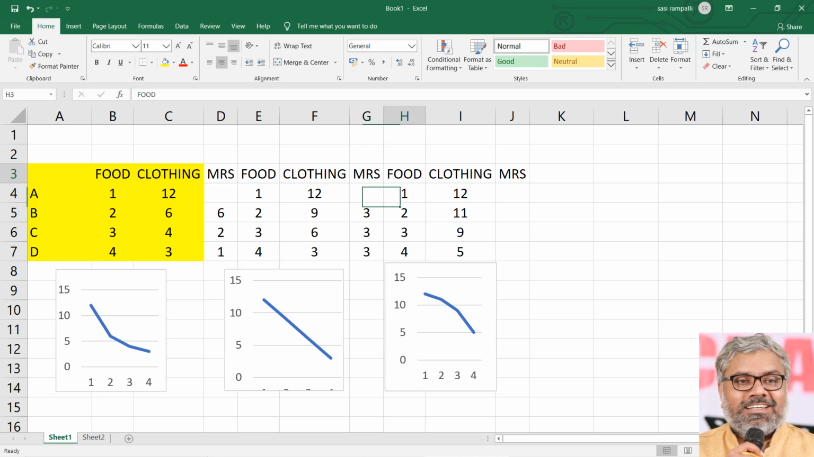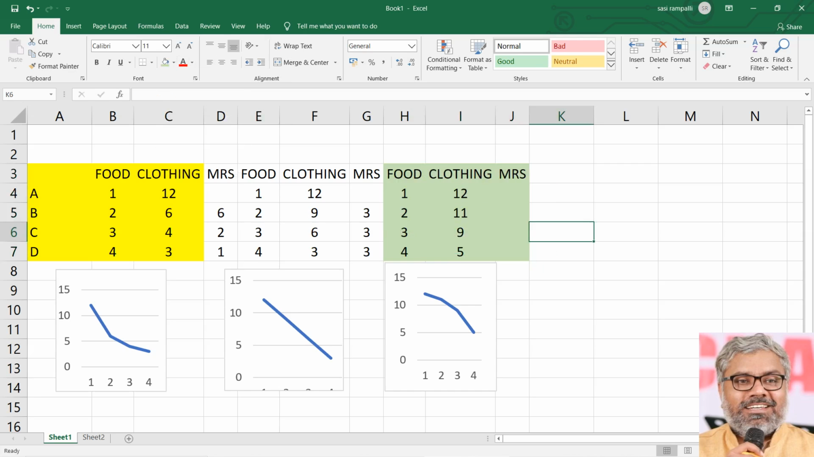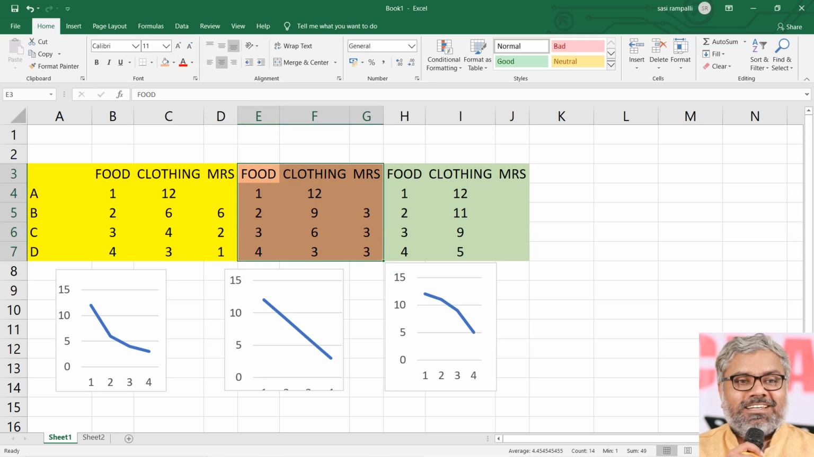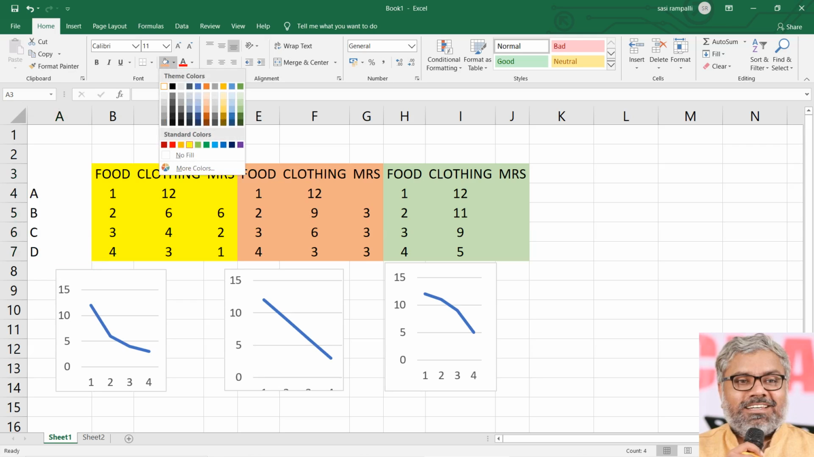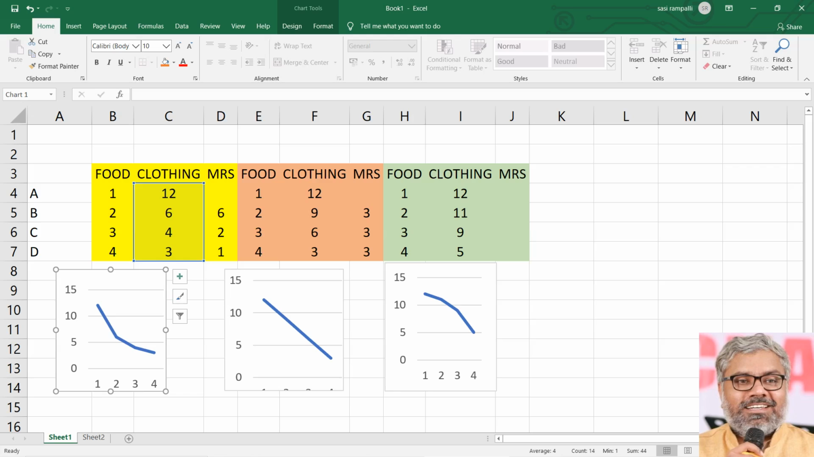Take another, third scenario, this one. How will the third scenario be? Let us take this one. So this is the first scenario, which was all in yellow. The second scenario, let us put it in orange. The third scenario, somewhat greenish. In the first scenario, the marginal rate of substitution was diminishing. Hence, the indifference curve was convex to the origin. That was this indifference curve.